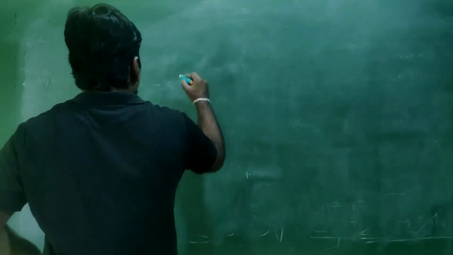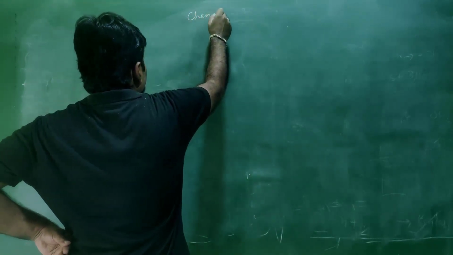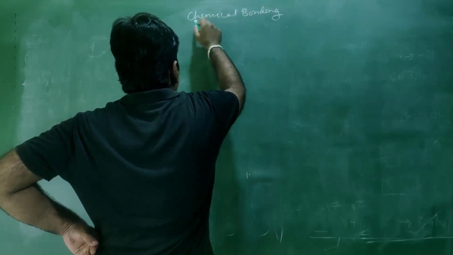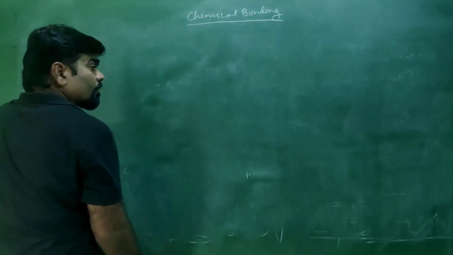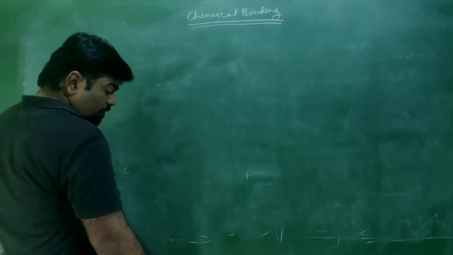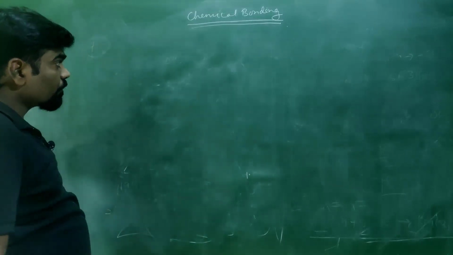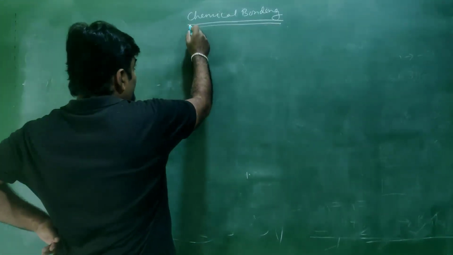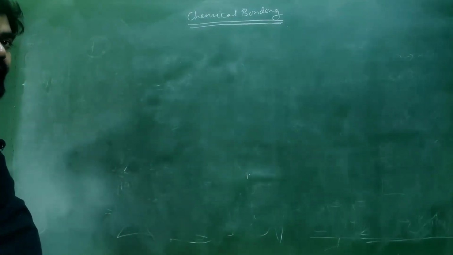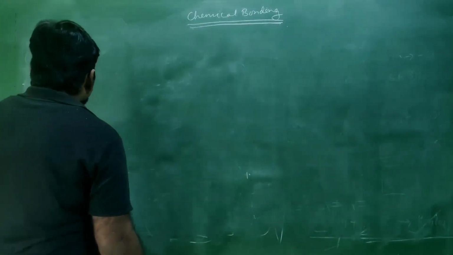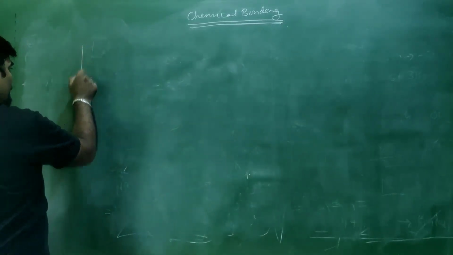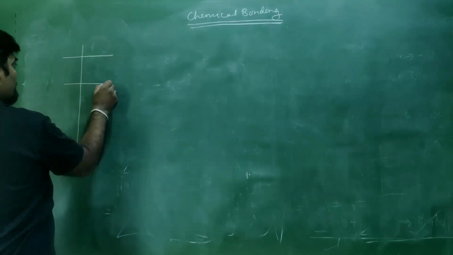So revision of chemical bonding. Again, this is a very important chapter, chemical bonding and periodic classification. So please go through your proper notes. While revising the chapter, you should keep your notes in front of you and then you see all the details. So in chemical bonding, we will revise the things in two different parts.